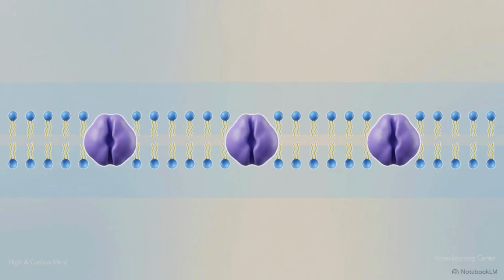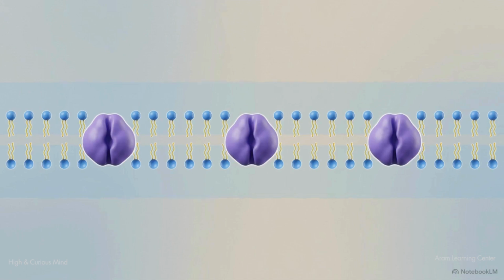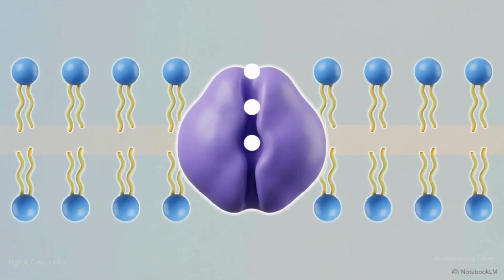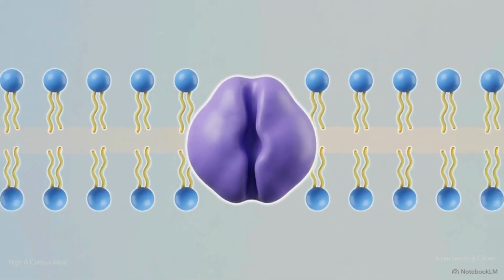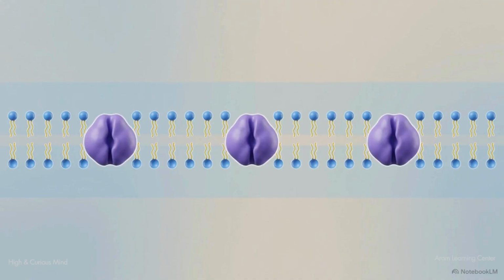Large, irregularly shaped proteins are embedded throughout this lipid layer like tiles in a mosaic. These proteins act as specialized gates for moving materials across the boundary. This structure is constantly shifting. The individual lipids and proteins can move sideways, flip, and rotate within the membrane.